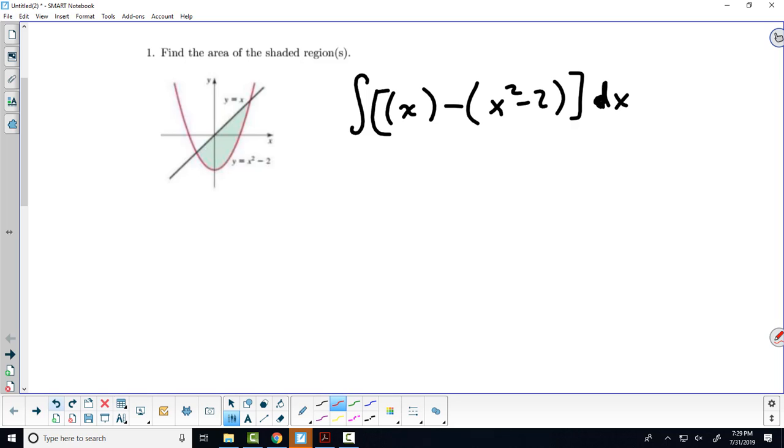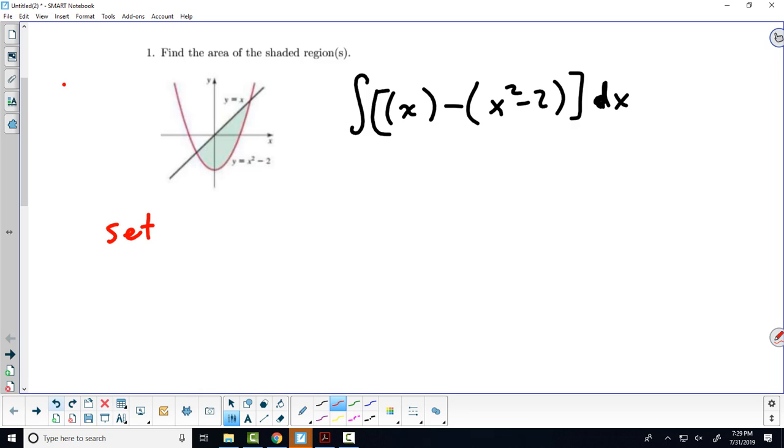Yeah, we don't know what the limits of integration are. Sometimes I'll give them to you. Sometimes you'll have a nice graph and you can read them off the graph. But oftentimes, what will you have to do? You'll have to solve for them. How am I going to do that? You're going to set the two curves equal to each other.